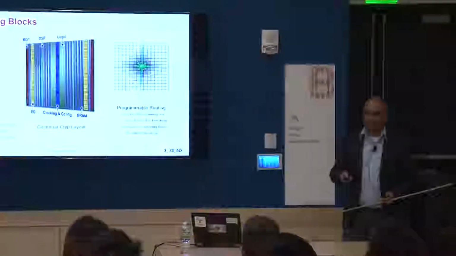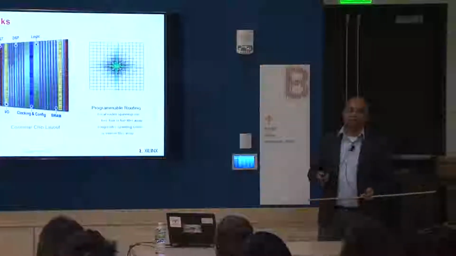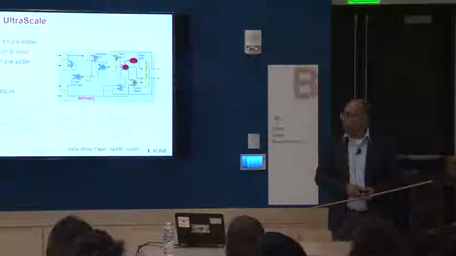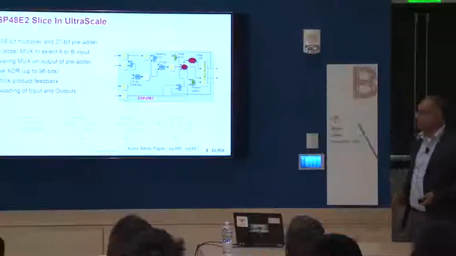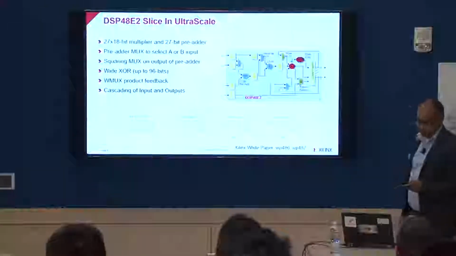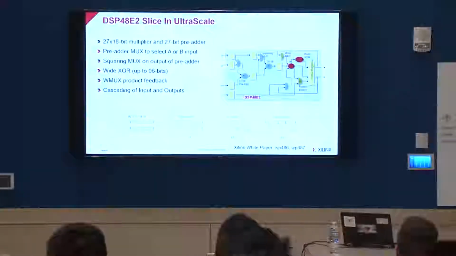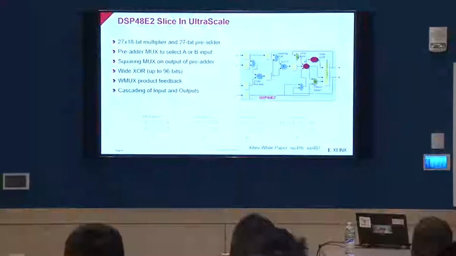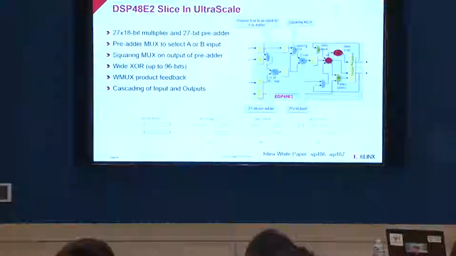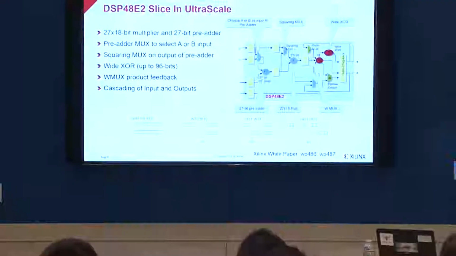Now, for deep learning, one of the biggest things you do is multiply accumulate. That's one of your core operations. And to enable you to do it, we have a specific tile. We call it DSP48E2. And this keeps on changing with every version of our devices. So you can see that it can do a lot of things.